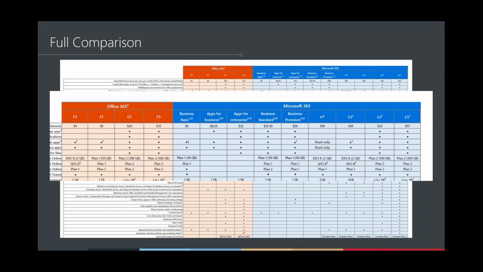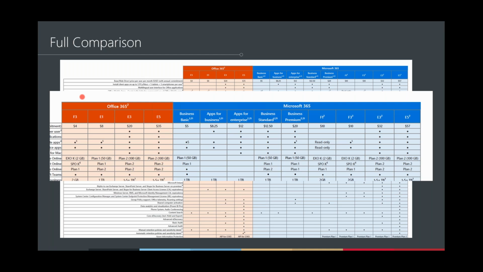But what I really wanted to do was also just take us through a recap of where we were and what the new licensing changes are, and how that affects the overall picture when it comes to the naming conventions and choosing which is the right suite for you.